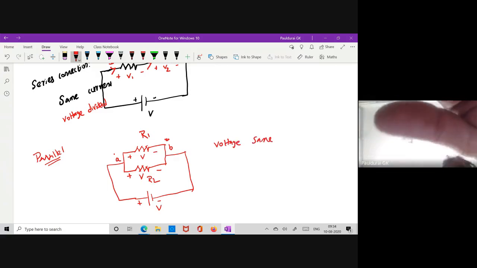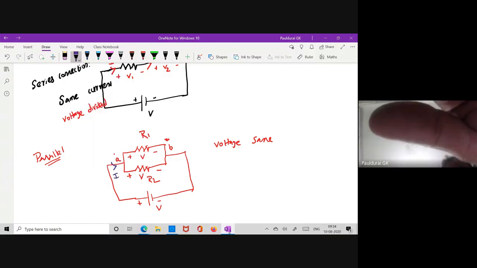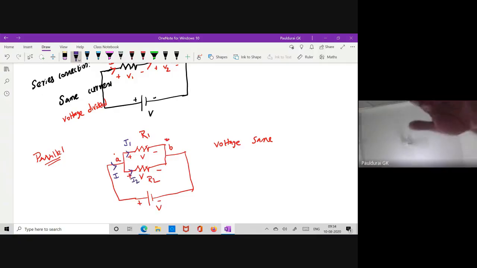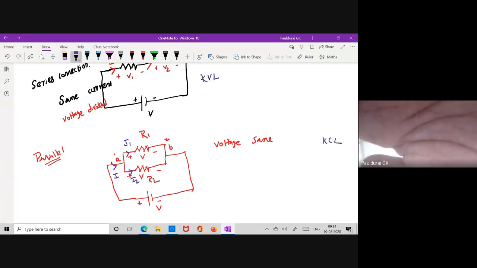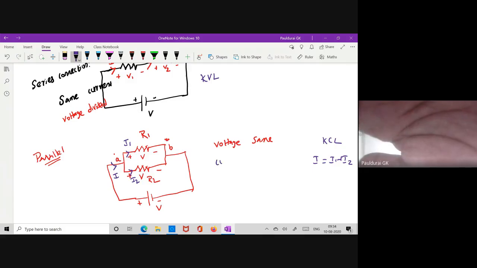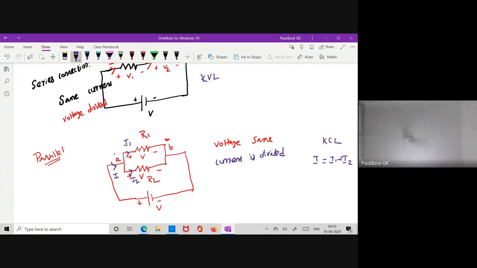But now what will happen? Take this is my total current I. Now current is divided. Take this is some I1 and this is some I2. Now it is possible to apply KCL. Here you can apply KVL in a series circuit, whereas in a parallel circuit we can apply KCL, right? If you apply KCL, entering current equals leaving current, I1 plus I2. So current is divided but voltage is the same. So this type of connection is called parallel.